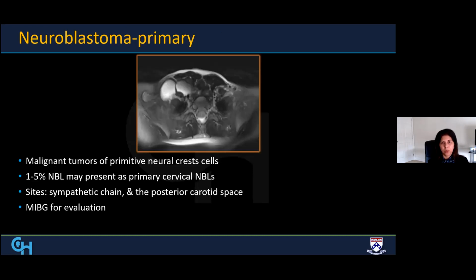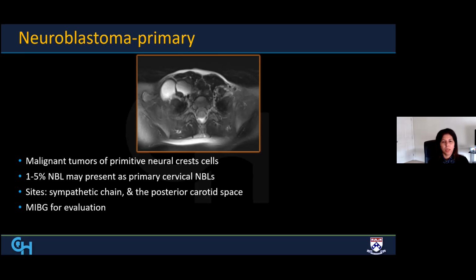A very important entity that whenever we are talking about pediatric tumors, you have to remember is neuroblastoma, either primary or secondary. Primary in the neck is usually less common, but neuroblastoma can arise from the primitive neural crest cells wherever they are present. They are usually present along the carotid sheath. So when you see a mass in this aspect of the carotid space, posterior, you have to think about this entity.